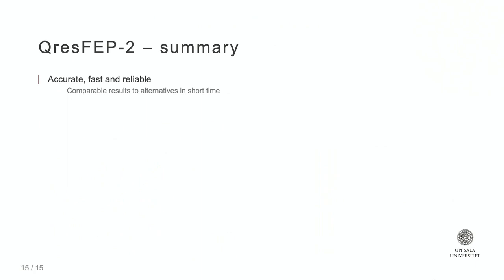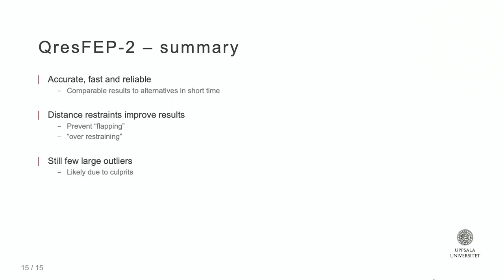So in summary, QresFEP2 is accurate, fast, and reliable, and we have comparable results to alternatives in a short amount of time. Distance restraints are very important, and they prevent flapping, but they could also over-restrain. And of course, the mutant conformation that you choose therefore is very important. We still encounter a few large outliers, and we expect these are due to certain culprits, which we hope to capture by training a neural network. But for this, we need more data collection.